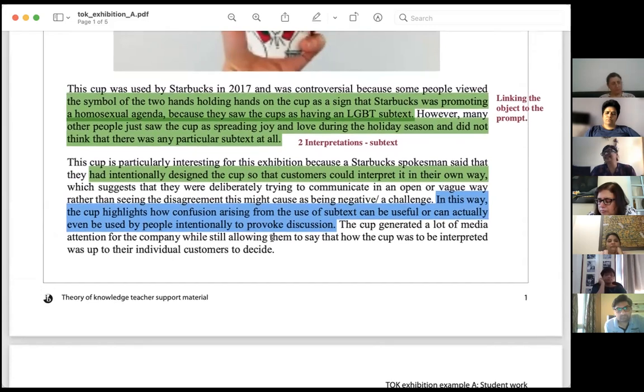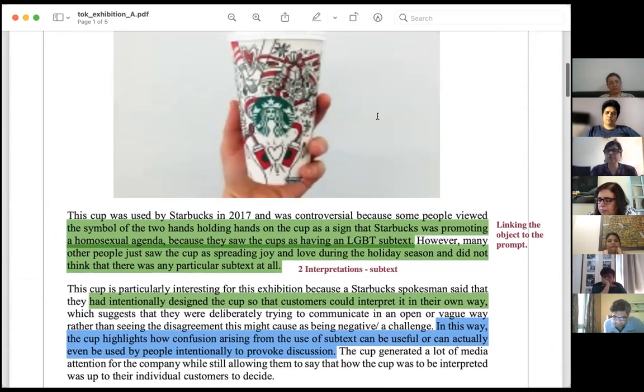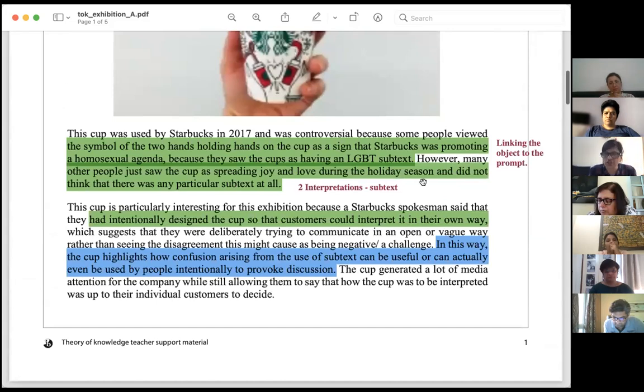Absolutely, because it should not be just a description of the object. Even if the description came, but the knowledge angle of it did not come out, then it would lack completely in what the TOK aspect to the whole thing is. And the knowledge angle will come out only when you can make very explicit links to the prompt. I don't think it should be mechanically stated that this is useful for the exhibition. It can be implicit. Okay, absolutely. Thank you.